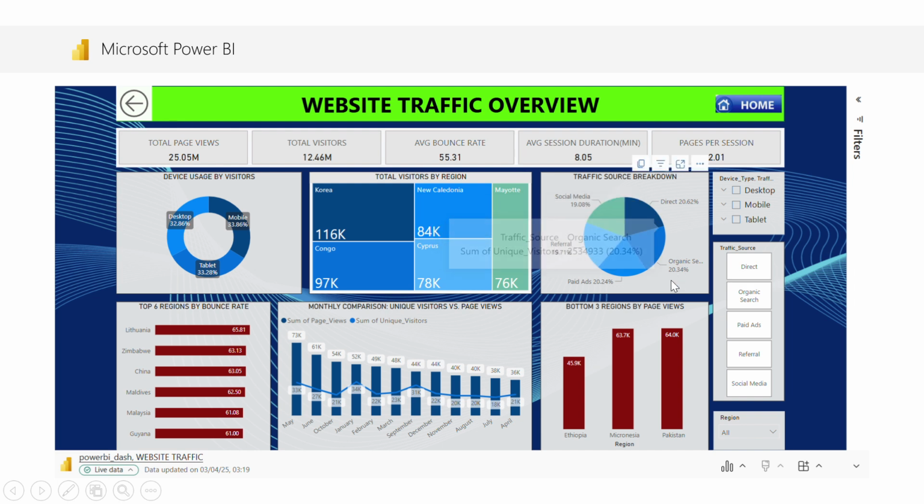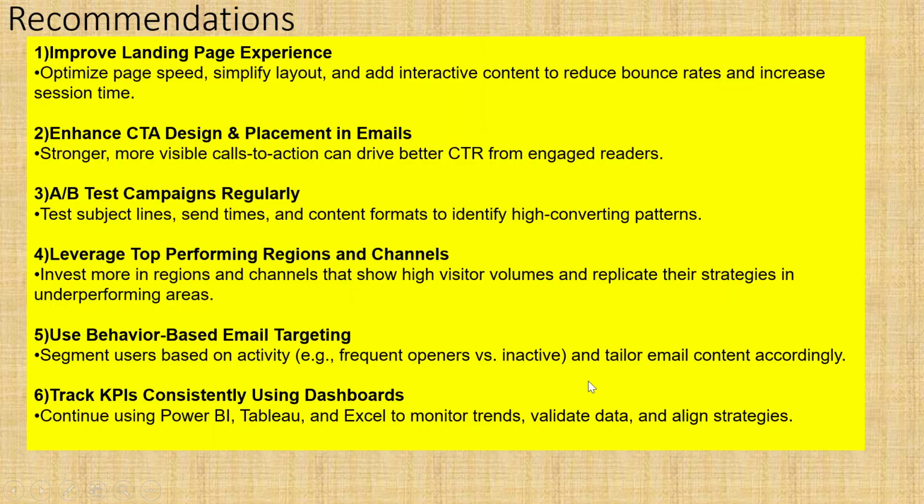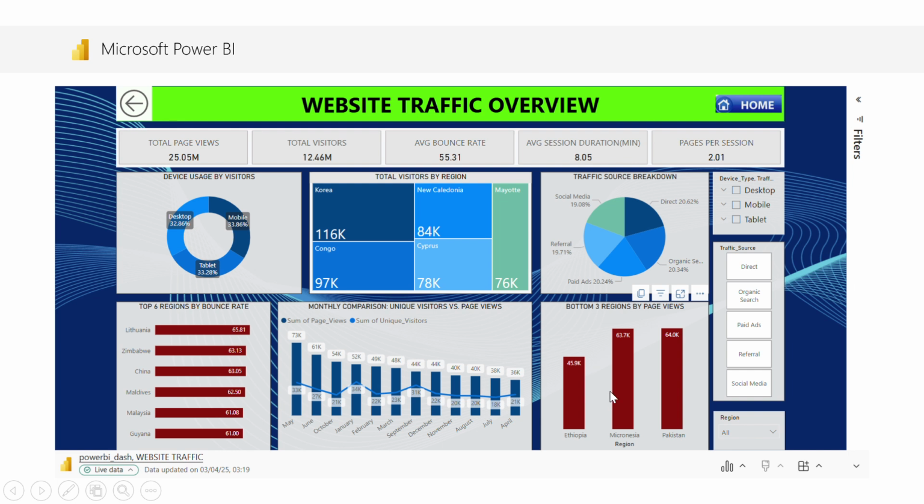Organic search, direct. So our direct would be the highest traffic source. And we can also analyze the bottom three regions by page views. We have Ethiopia, Micronesia, and Pakistan.